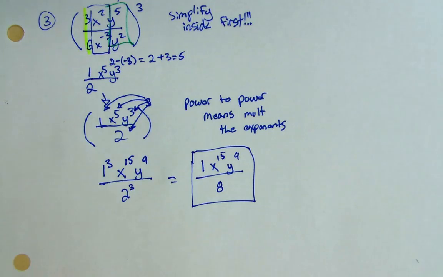So those three examples go over all the basics. When you're multiplying, you add exponents. Always deal with coefficients first. When you're dividing, you subtract the exponents. And a power to a power, or exponents to a power, is multiplying.